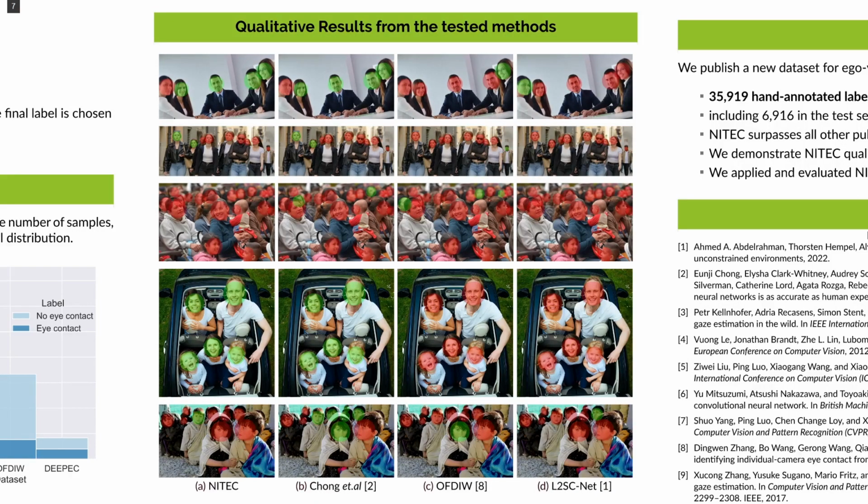This slide provides additional qualitative results to compare the NITEC model, the Jung et al. model, the OFDIW based model, and the gaze model L2CSNet. For the gaze model, we can see that it predominantly tends to create false negatives. This is especially evident in the first row, where all of the eye contact faces are falsely classified. On the other hand, the Jung et al. model tends to create more false positives, shown in the third row, whereas the NITEC model provides the most balanced predictions.